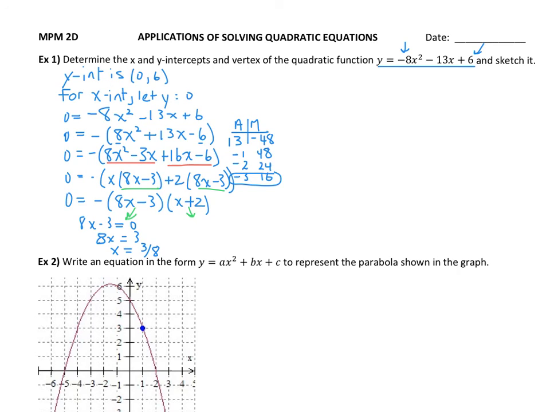My other one will be x plus 2 equals 0. That's a little easier. That gives me an x-intercept of -2. All right, so my x-intercepts are (-2, 0) and (3/8, 0).